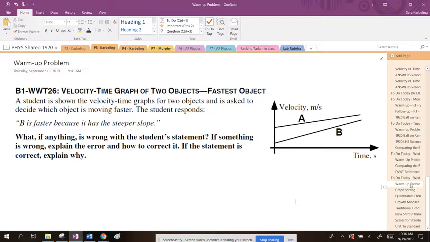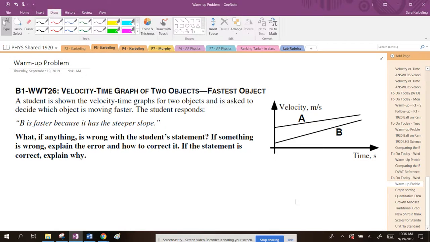Okay, so I heard a lot of things that you said, and I just want to make sure that I'm understanding them. So you said that A has a higher velocity because it's higher on the graph. Is that what you said? Yeah. And what is the graph measuring? Velocity over time. It's measuring velocity. So that makes sense to me. You're saying that it's measuring velocity.